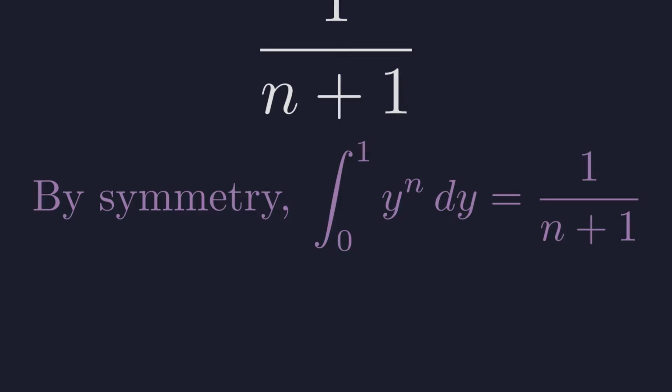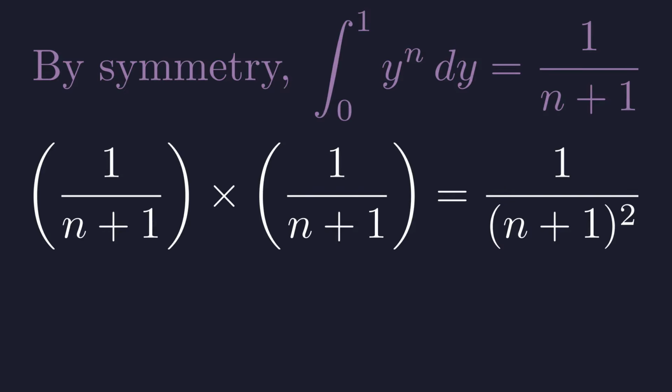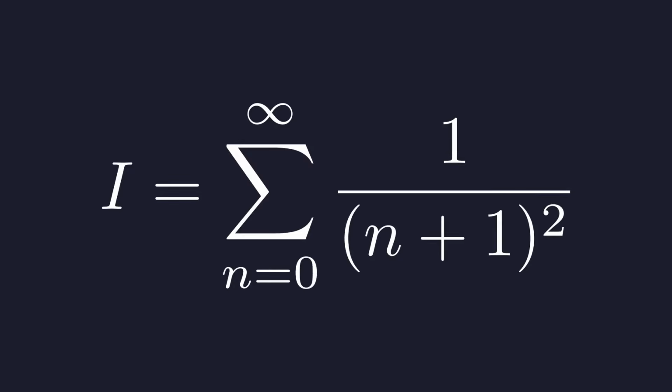By symmetry, the integral with respect to y gives the same result. Multiplying these together, our double integral for the nth term simplifies beautifully to 1 over n plus 1 squared. Now we can substitute this simplified expression back into our infinite sum. Our entire complicated double integral has reduced to this elegant infinite series.